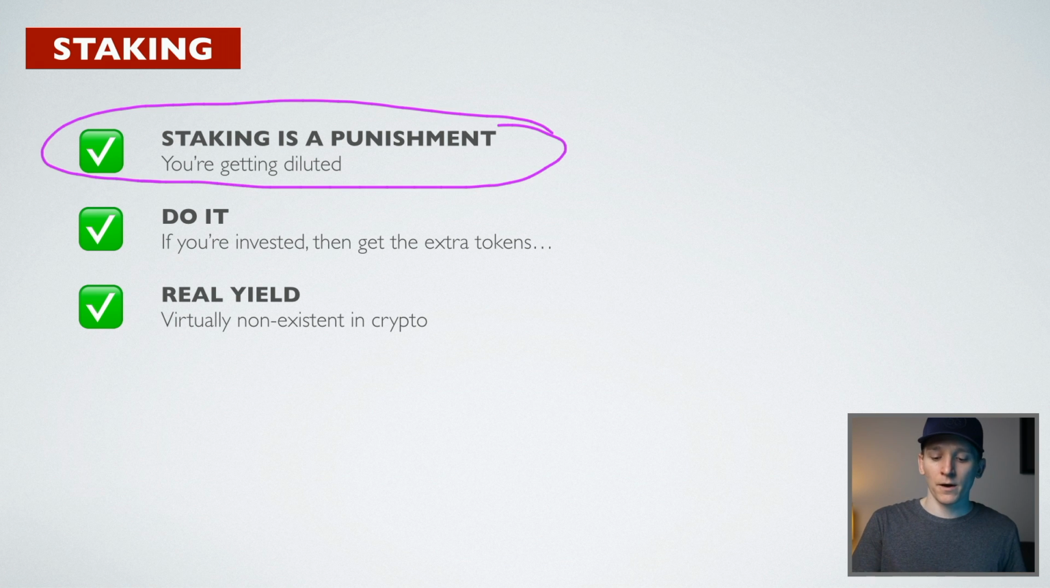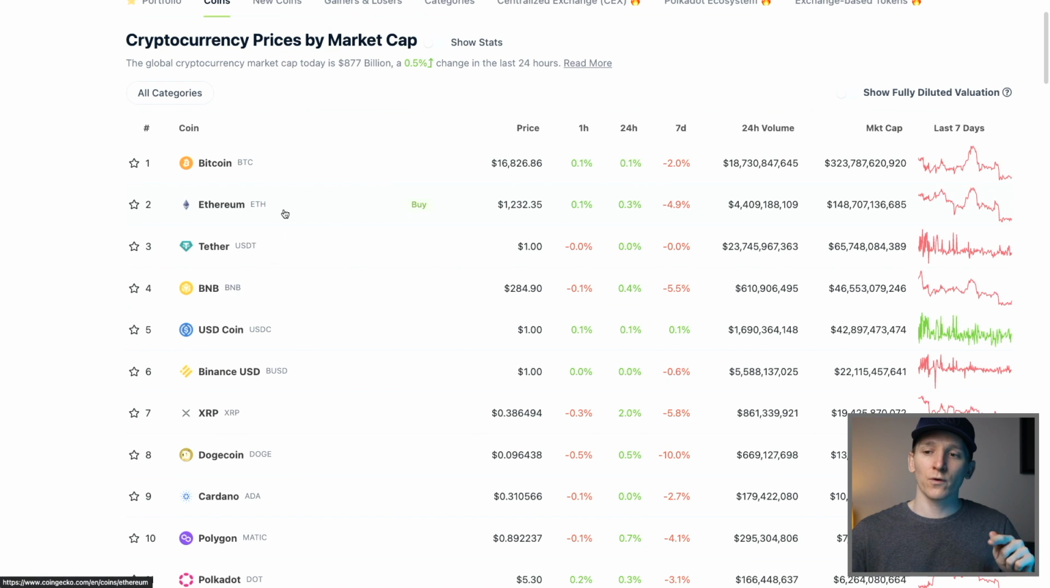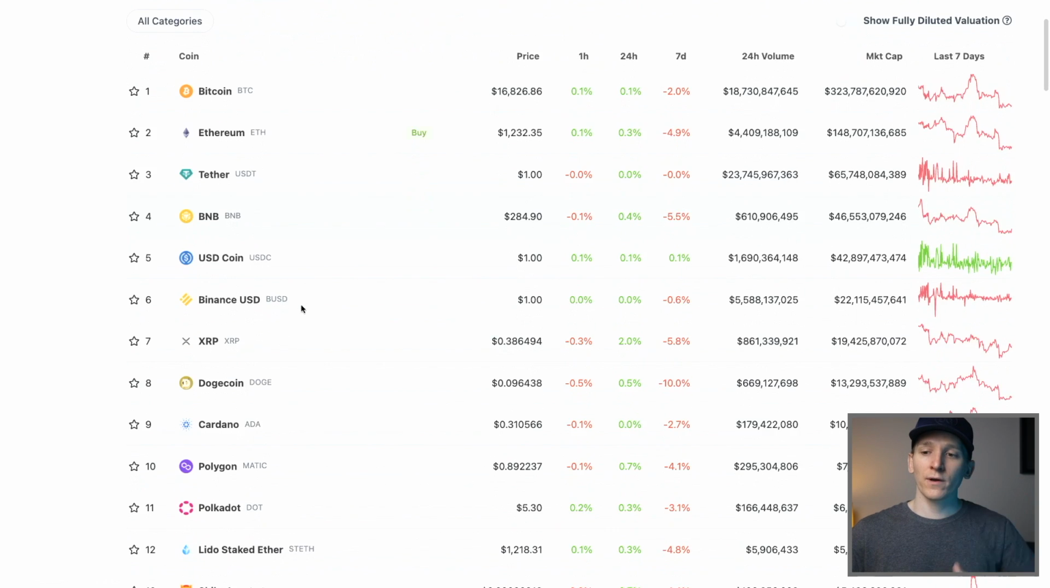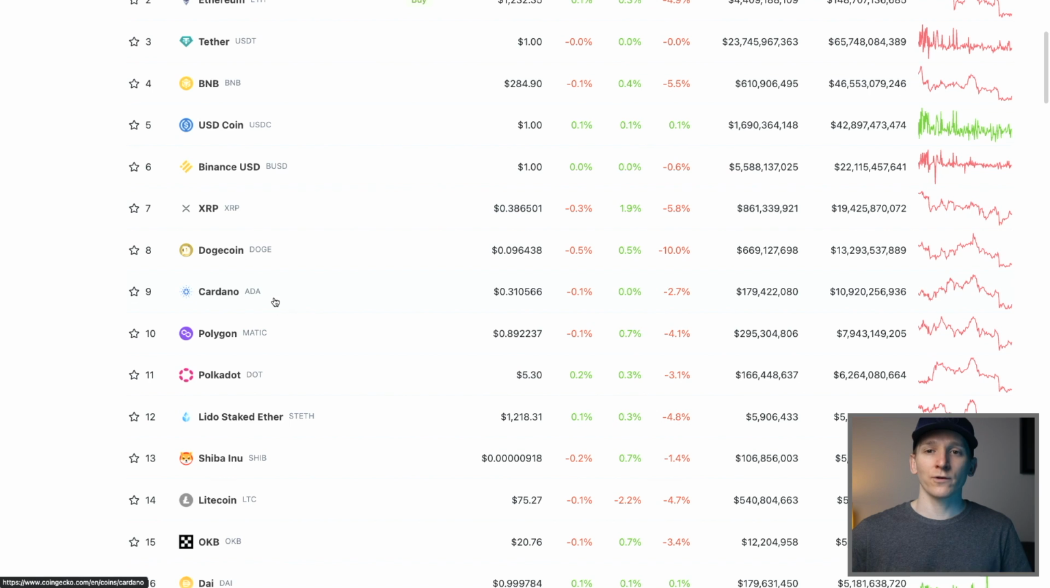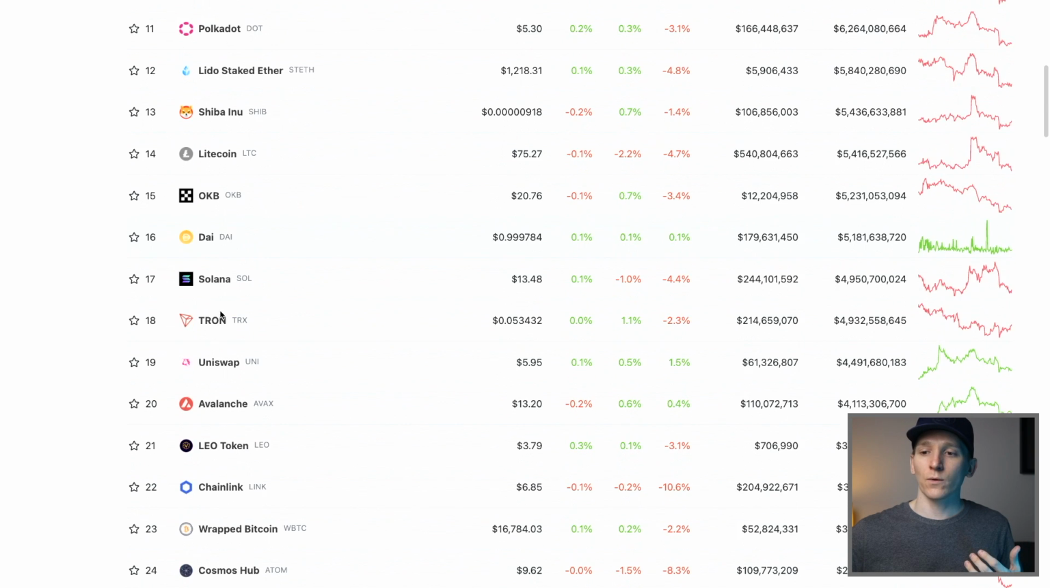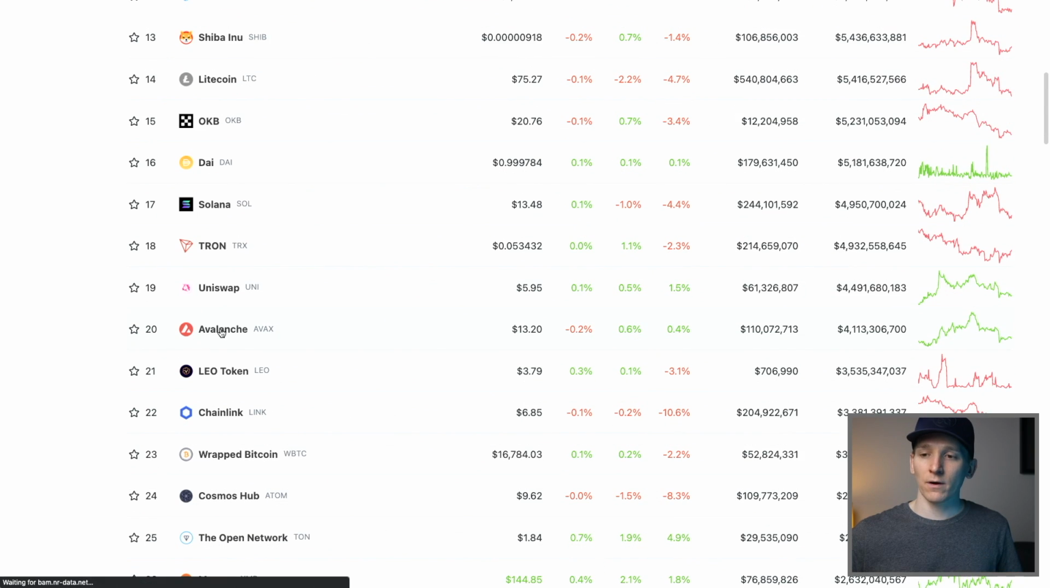Staking is actually a punishment for the most part for most networks. I'll explain that now. Apart from Ethereum and BNB coin, every other network still pays staking rewards from the emission of new coins. What that means is, I'll just show something with a lot of coins such as Avalanche.